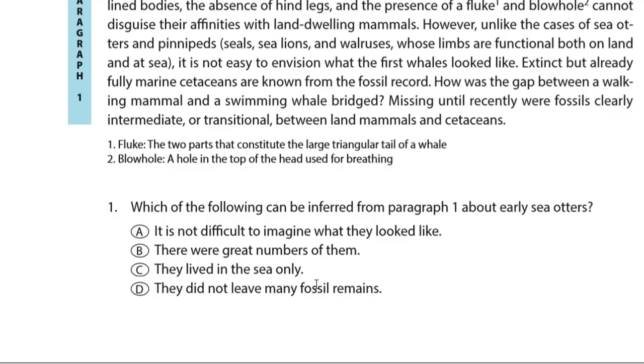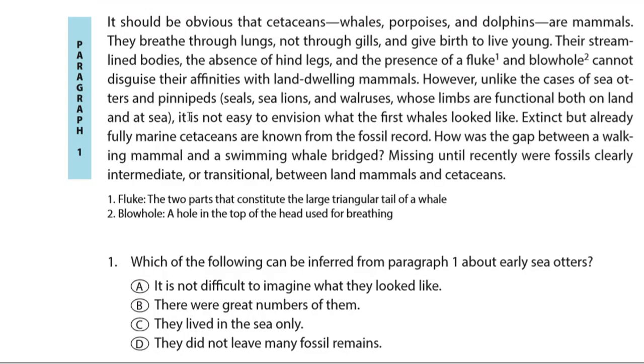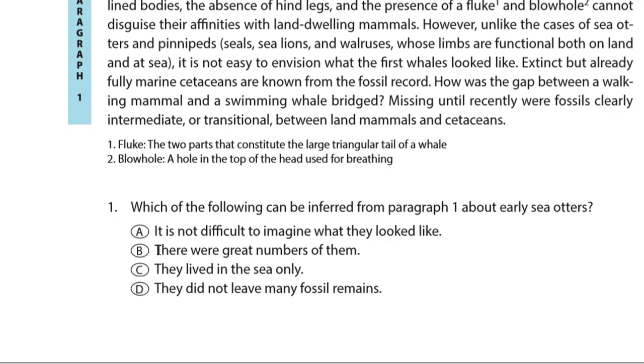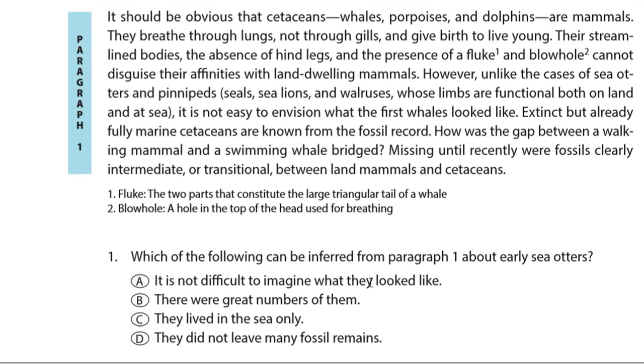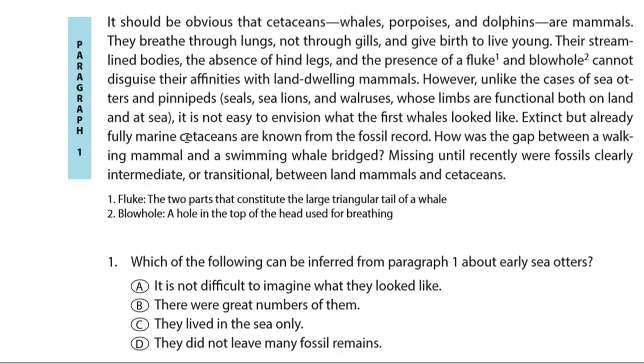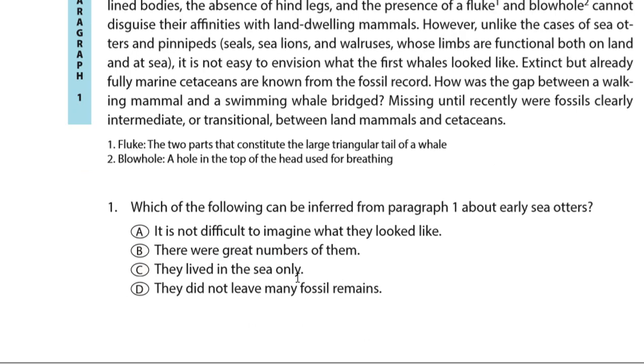The third step of solving this question, we need to cancel out the wrong choices. Like B, there were great numbers of them. Here the author didn't talk about huge numbers, right? So we cancel B out. C, they lived in the sea. They also didn't talk about living in the sea, right? So C is cancelled out. We are left with two, A and D.